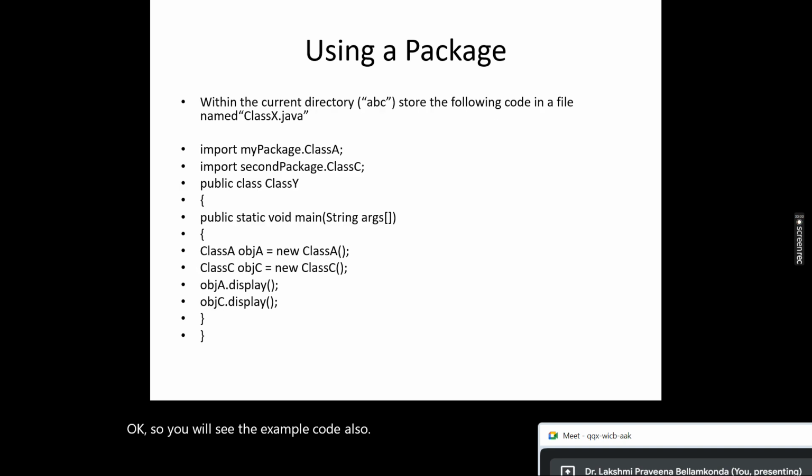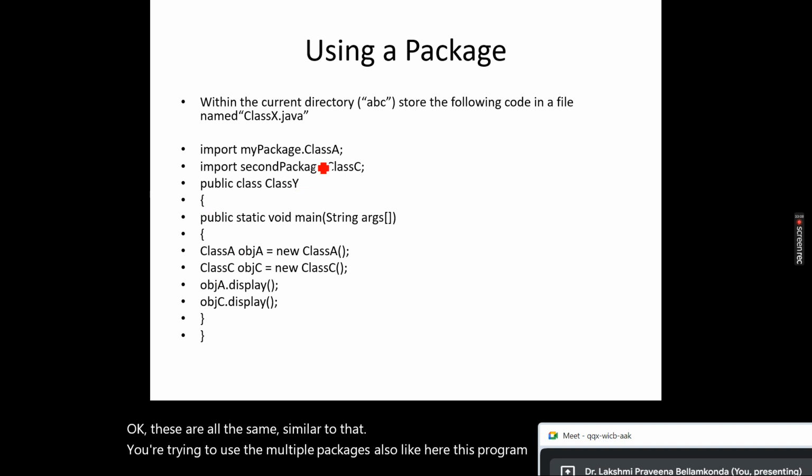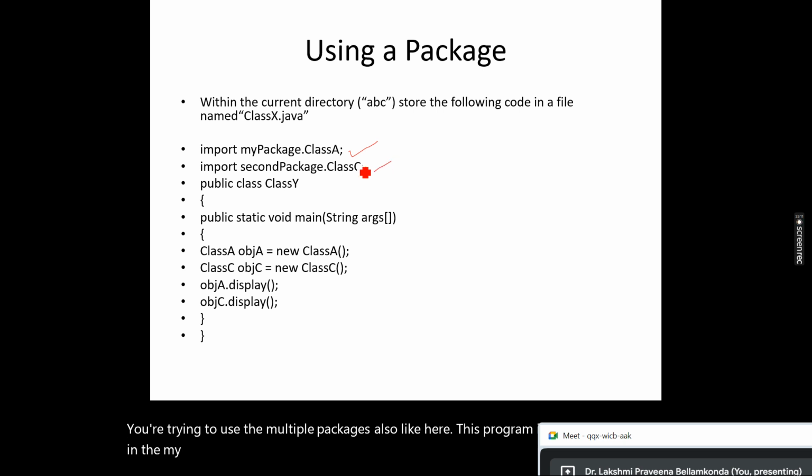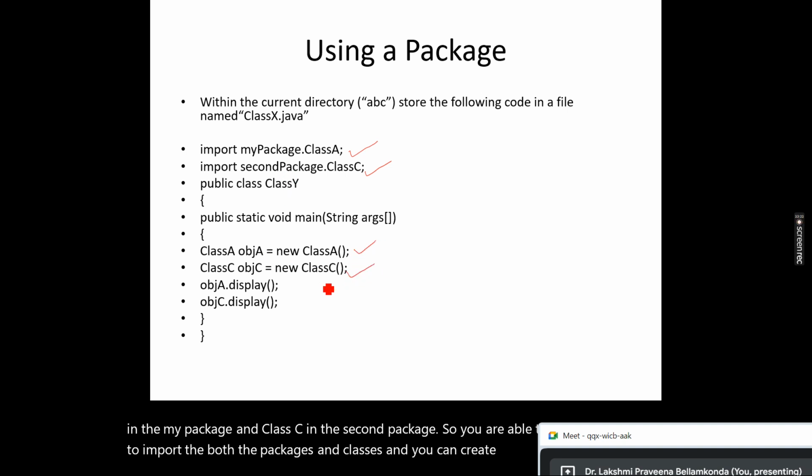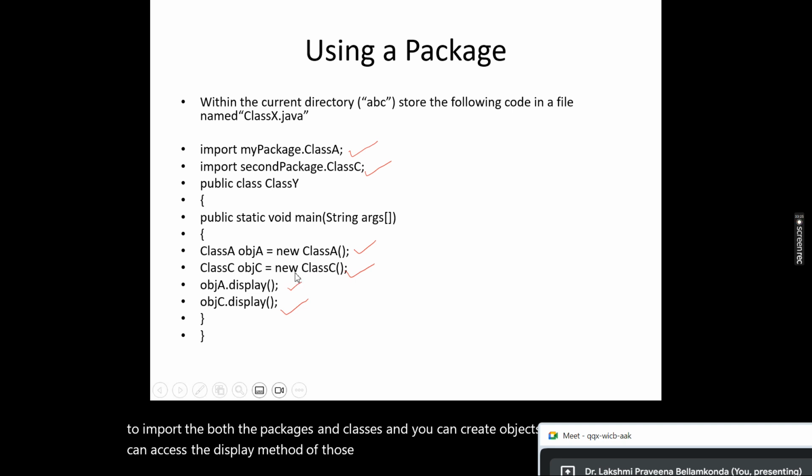These are all similar to that. You are trying to use multiple packages also. Like here, this program has a class A in the my package and class C in the second package. So you are able to import both the packages and classes, and you can create objects for the classes, and you can access the display method of those two classes.